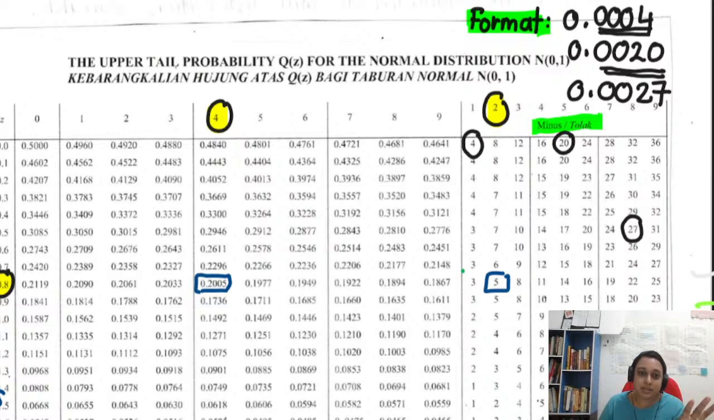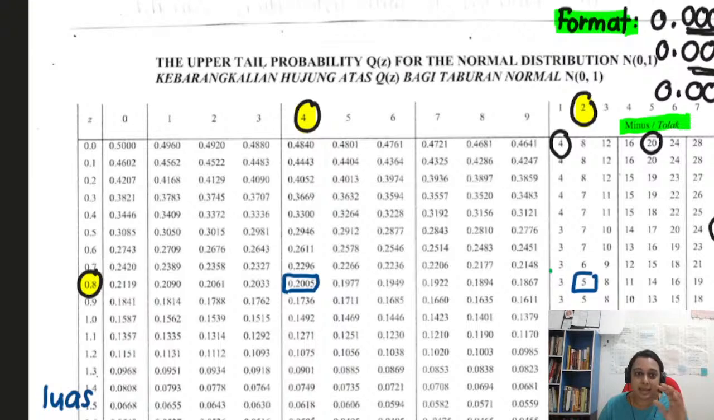Okay, now this one is the important one. Do you get that thing? How teacher get 0.842? That is the important one now. You must be able to cari from the jadwal.